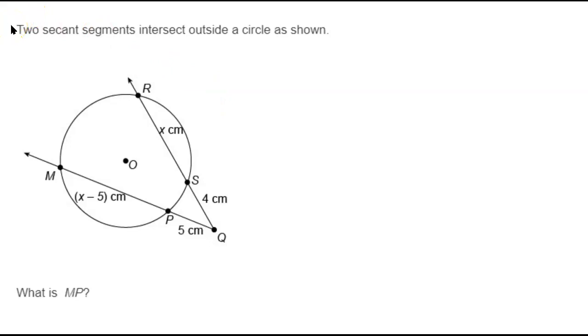You could also have a question that looks like this. Same process applies. Two secant segments intersect outside a circle as shown. So in this case, we're going to say x plus 4 times 4. So that's going to give me 4 x's. So I'm going to multiply both of these times 4. 4 times 4 is 16.